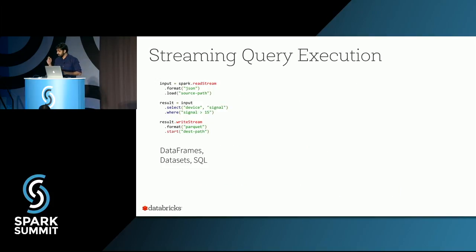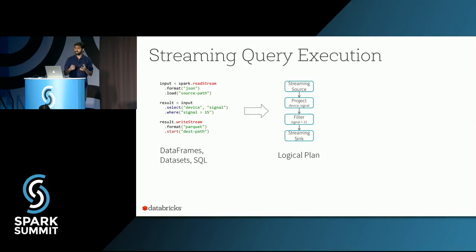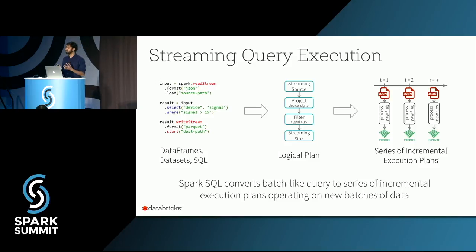And internally, what the Spark SQL engine would do is take this data frame code and convert it to a logical plan which expresses what is your intent, what do you want to compute. And then from this logical plan, the Spark SQL planner will essentially construct a series of incremental execution plans. Each of these execution plans will take new data that has arrived since the last time and do whatever processing it needs to do using the incremental form of your query and write it out as Parquet files. And so essentially what Spark SQL is doing is converting your batch-like query to automatically incrementalize it so that it operates on batches of new data.